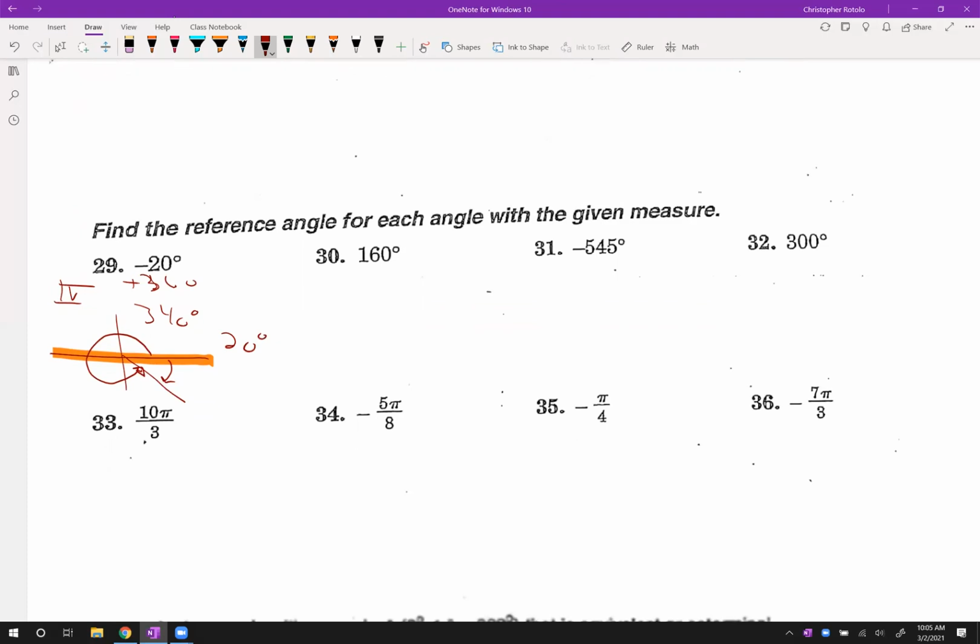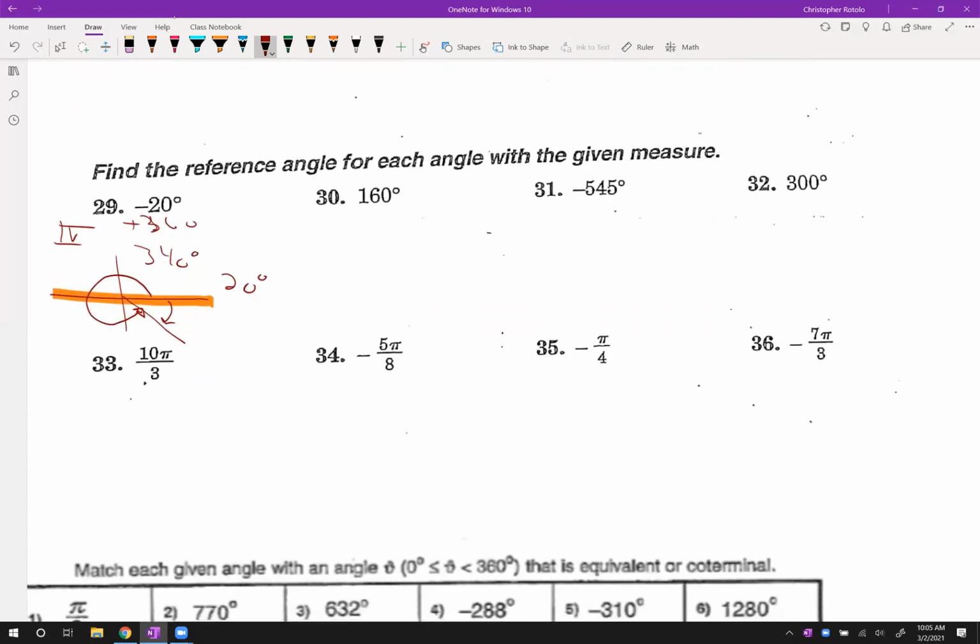All right, and the next one, we got 10/3 pi. So first things first, let's make that 600 degrees. But that's way too much, right? So let's get rid of 360. So we're at 240.